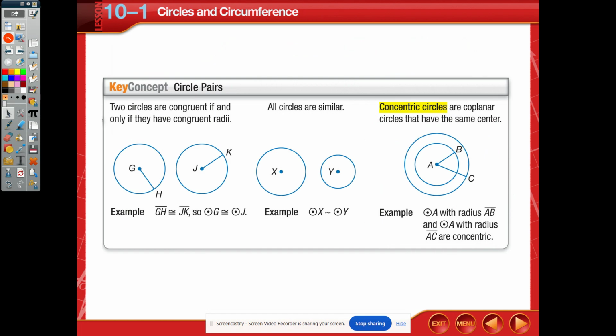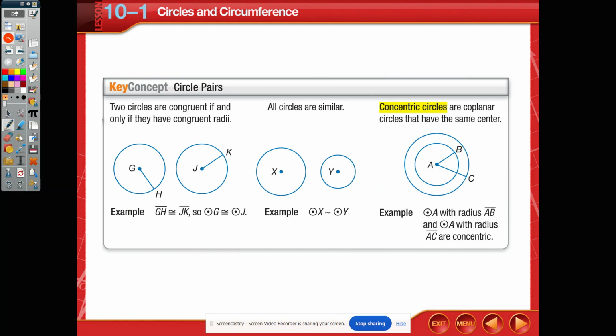Circle pairs. Two circles are congruent if and only if they have congruent radii. So if the radii are equal, then they're congruent. So therefore, you can figure out that if their diameters are congruent, then they're also congruent circles, because if they have the same diameter, they would also have the same radius. All circles are similar to each other. You probably knew that. They have the same shape, but not necessarily the same size. You can't draw 2 circles that have different shapes.